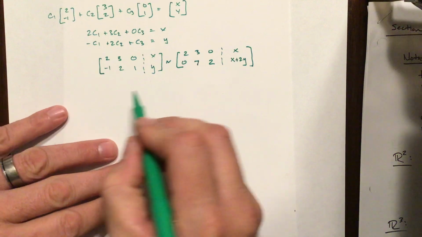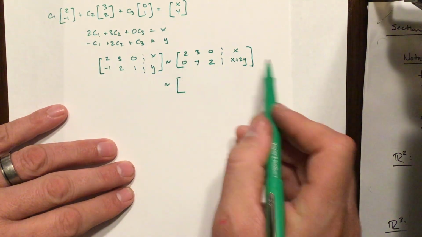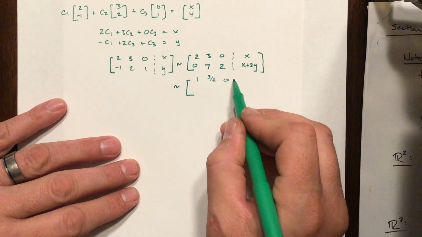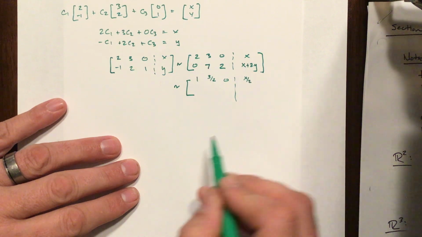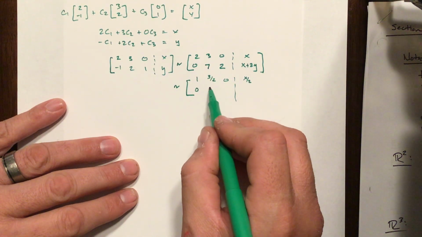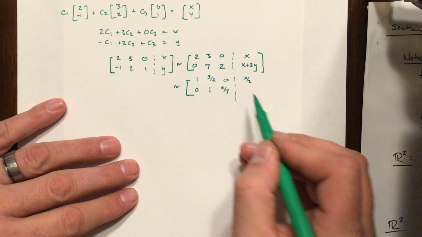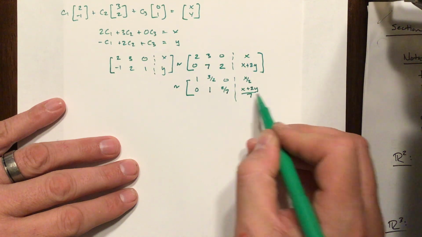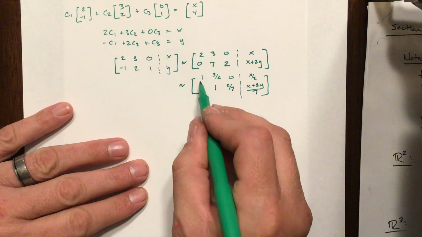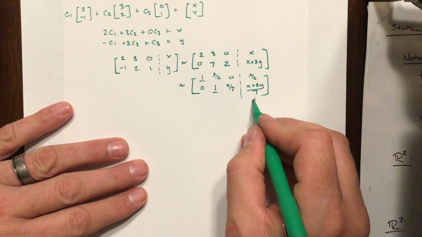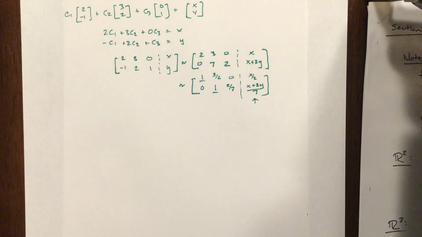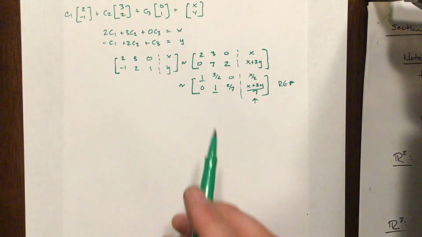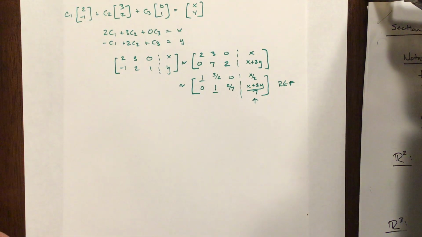And we can take the first row and divide by 2: 1, 3 halves, 0, x over 2. And 0, 1, 2 sevenths, and (x plus 2y) over 7. You can see there's a pivot here, there's a pivot here, but more importantly, there's not a pivot there. I know this is in row echelon form. It's not in reduced row echelon form. We need to take care of the 3 halves to make that work.